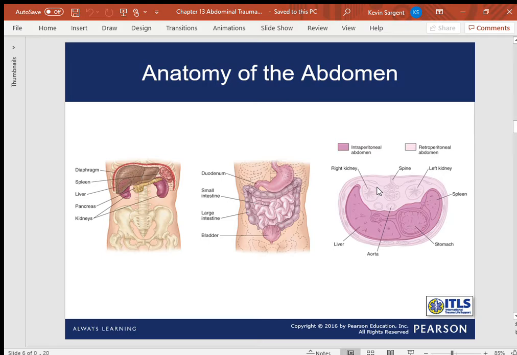Also, any type of blunt trauma to the back. Obviously, penetrating trauma is kind of a sure thing, but you should always be very cognizant of that. Now, see here the cross section: your liver, your aorta, and the aorta is a very strong vessel. However, it is also a very vulnerable vessel for lacerations.